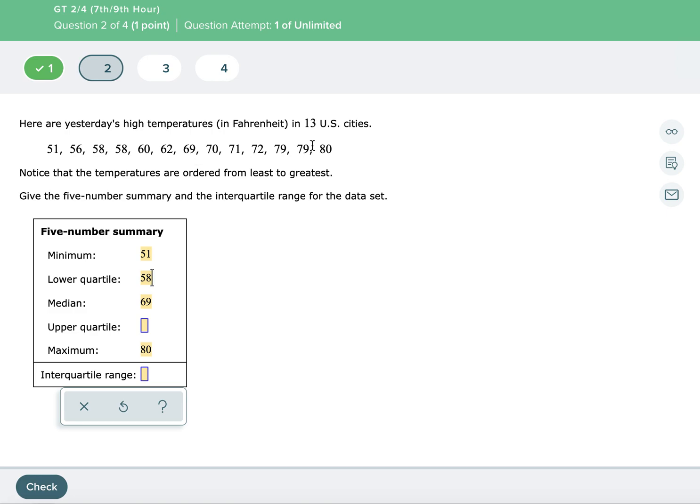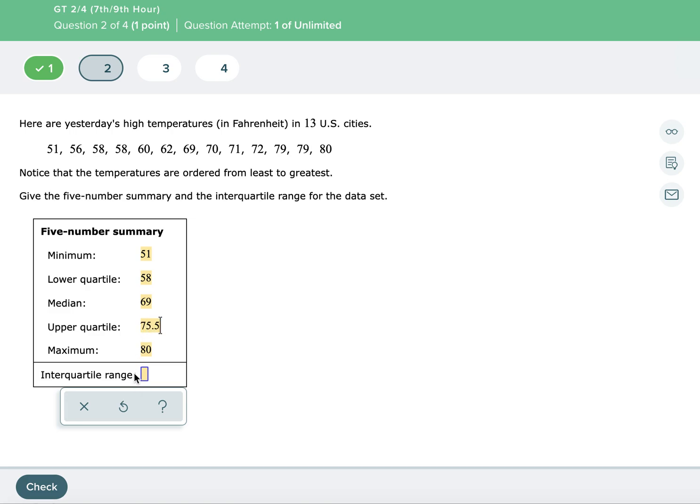So I do 70 and 80. Those cancel. 71 and 79 cancel. And then we have 72 and 79. And that's a little trickier. It's a difference of 7 from 72 to 79. So half of 7 is 3.5. If I just add 3.5 to 72, I get 75.5.